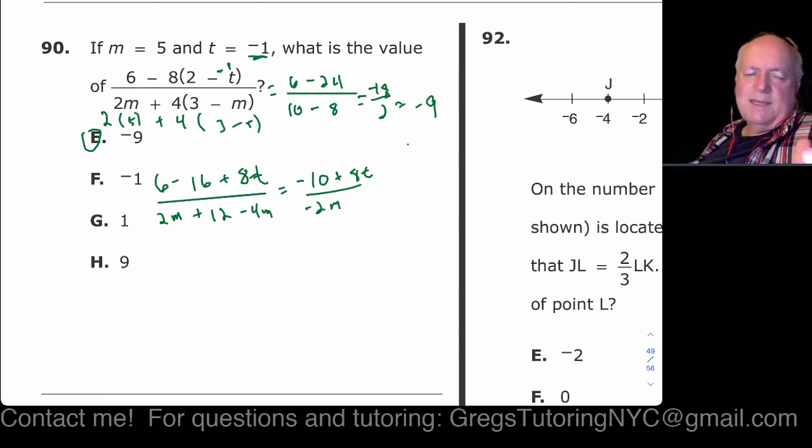Okay, at this point, we only have m and t's left, so we can substitute. So I'm going to do the same thing. I'm going to start with the bottom. Minus 2 times 5 is minus 10, and plus 12. So that means my denominator is going to be 2, and it's looking like the above. So I hope I get minus 18 on my numerator, and then I'm going to get the numerator minus 10 plus 8 times minus 1, and that becomes minus 10 minus 8. Whoops.